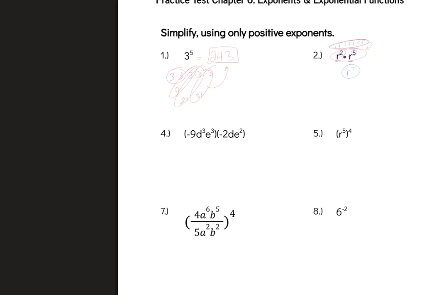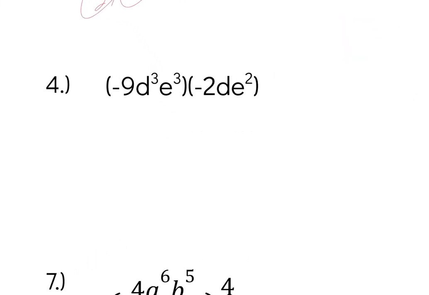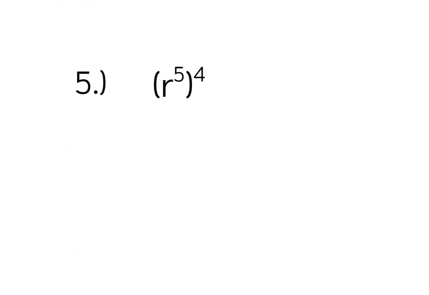right? Number 4, we have negative 9, negative 2, that's 18. We have d to the 3rd, and d, that's d to the 4th. We have e to the 3rd, e squared, that's e to the 5th. And we're done.